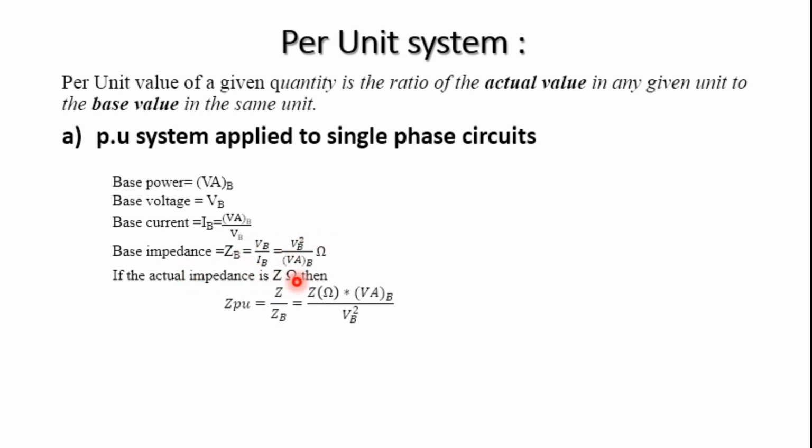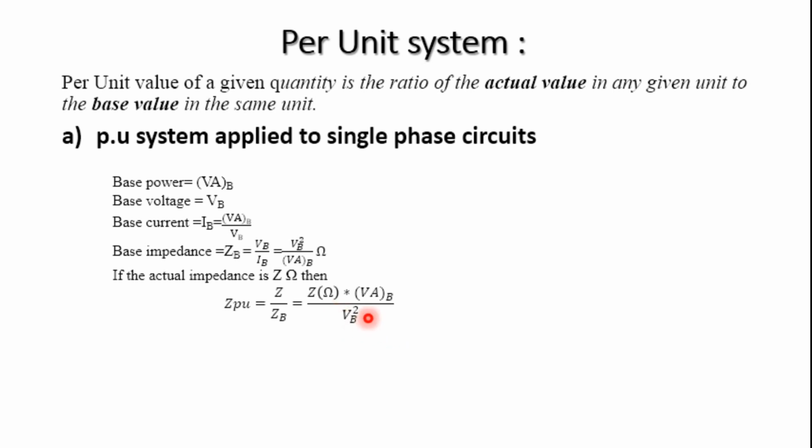But I want to calculate it in terms of per unit. So Z in ohm divided by the base value. What is ZB we got? ZB is equal to VB square divided by VA base.